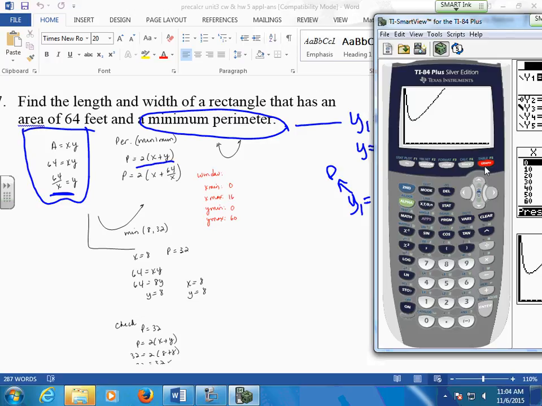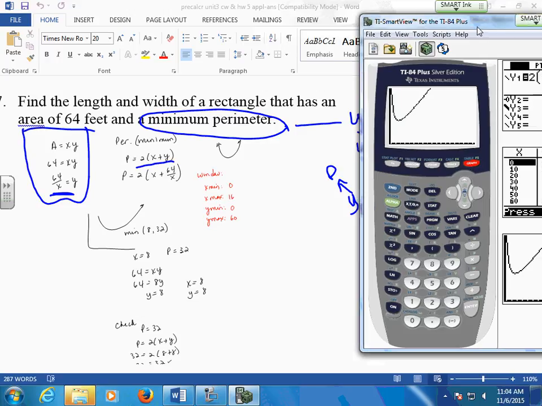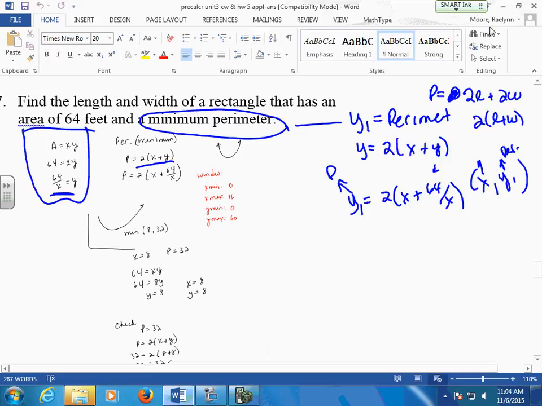The maxes are pretty straightforward. The mins, if you don't get your X high enough, they kind of flatten out a little bit. So you might want to make your X a little bit longer to see it get a little bit sharper. I don't like to drag my cursor around too long, so I like to make it sharper.